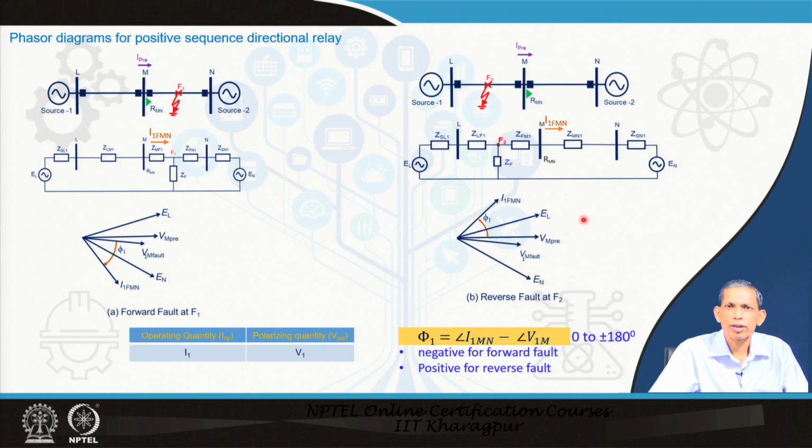Now, let us come to how you can interpret this in terms of a phasor diagram. This is our same 3 bus system, forward fault, and we got the equivalent diagram to be like this. So, we have L bus voltage EL, current is flowing from left to right, N bus voltage EN, and in between we have M bus voltage, let us say VM before the fault, VM pre. Now, what happens if a fault happens to be there, any fault, the equivalent becomes like this.